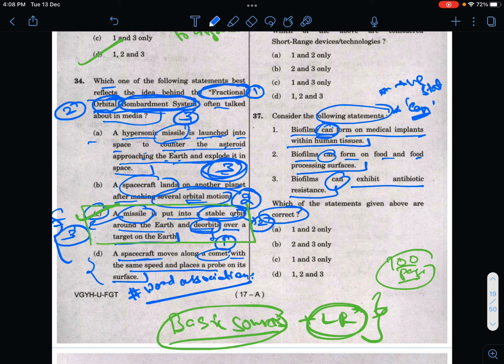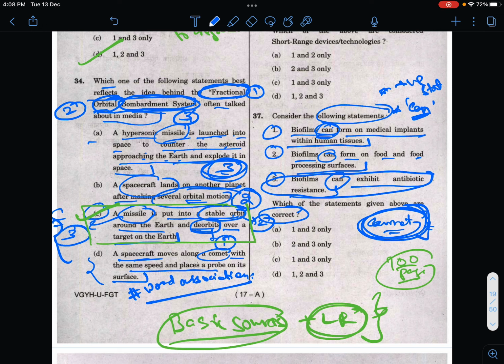And that is the reason why positive statements are correct. Usually when you have a negative qualifier, so let's say it says biofilms cannot exhibit antibiotic resistance, statements like these are negated by whoever is setting the question. And that is why you should become really aware, or at least pay special attention to negative statements. So in this question, statements 1, 2, and 3 are all positive statements. They speak about a possibility, not about a certainty.